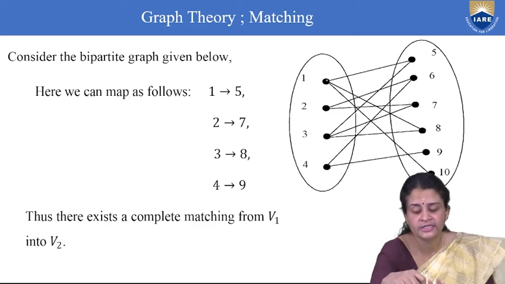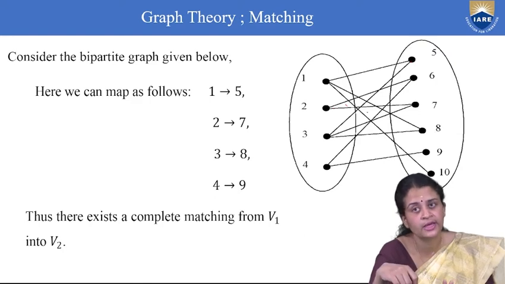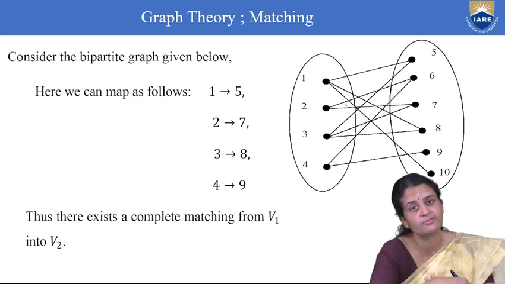So here, I can take this: vertex 1 is related to 5, 8 and 10. And 2 is related to 6 and 7. And 3 here we can match to 5, 7 and 8. 4 is related to 9. That's direct, because here we can take 1 to 5, 2 to 7, 3 to 8, 4 to 9. We can take everyone independently. It's a case of complete matching.